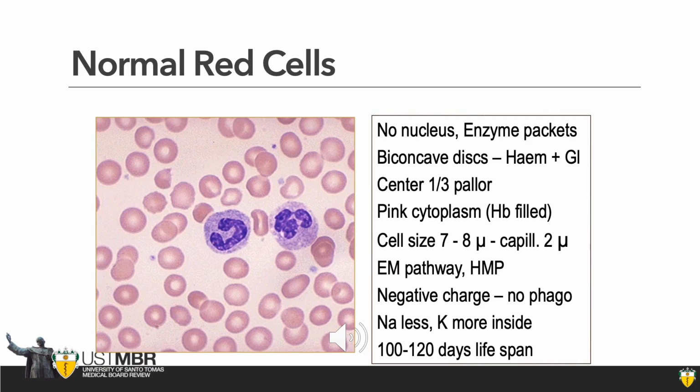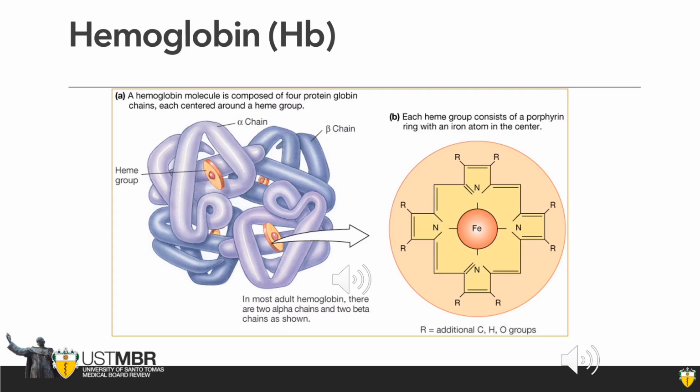And what are the characteristics of a normal red blood cell? It has no nucleus. It has a biconcave disc shape with a one-third central pallor. Its energy comes from anaerobic metabolism using the Embden-Meyerhof pathway and hexose monophosphate shunt pathway. The lifespan is 120 days.